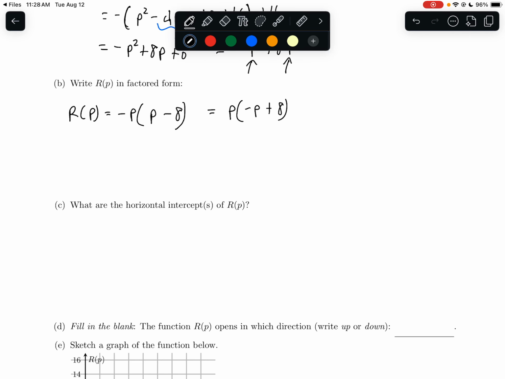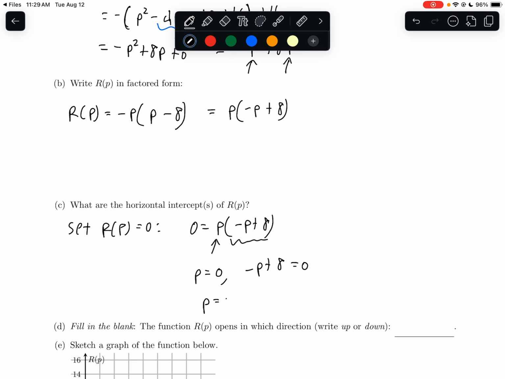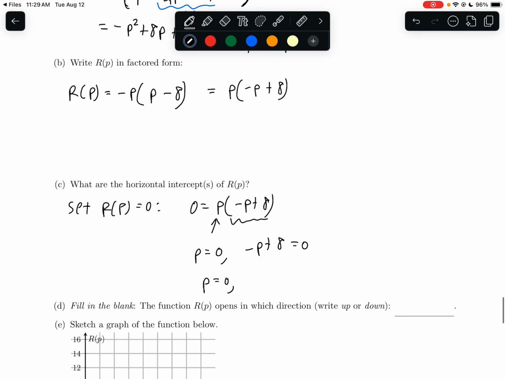So what are the horizontal intercepts? Now that you have it factored, this is quite easy because all we have to do to solve this is to set the function equal to 0. And then because it's factored, we can use that to our advantage and use the zero product rule. So that says that either this term is 0 or this term is 0. So solutions are 0, and when negative p plus 8 is 0. And so our conclusion would be that the horizontal intercepts are at p is 0 and when p is 8.